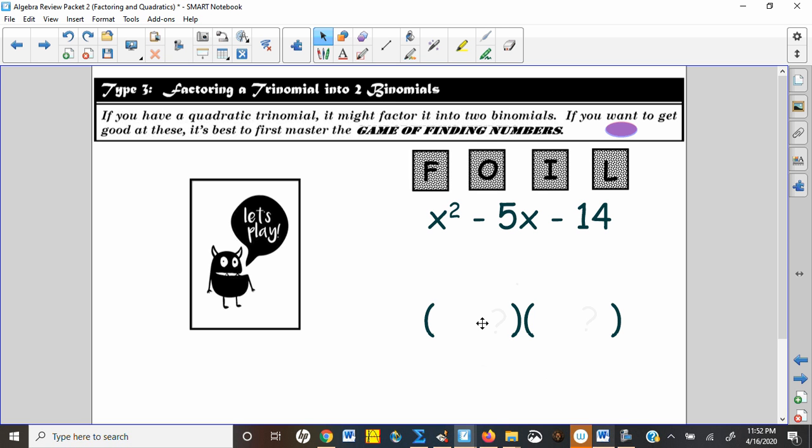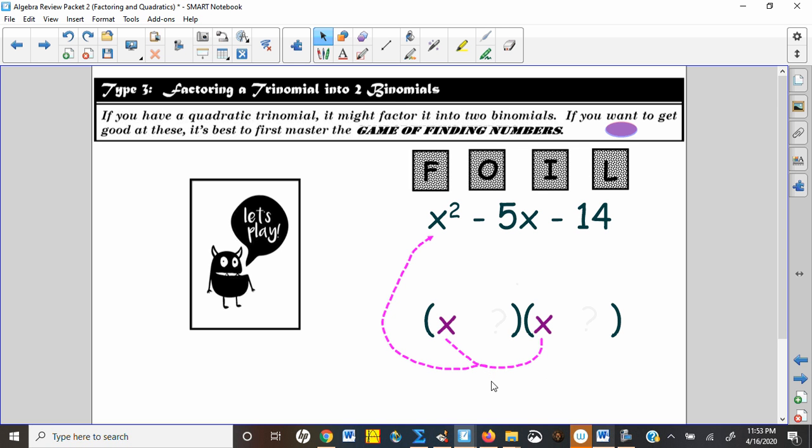If I was going to distribute 2 binomials, FOIL them out, this first term right here, this x squared, is always going to come from multiplying the firsts. And if it's an x squared, like a lot of your problems will be, that makes it super easy. It's just going to be x times x. So the first 2 terms are always going to create that first term up there.